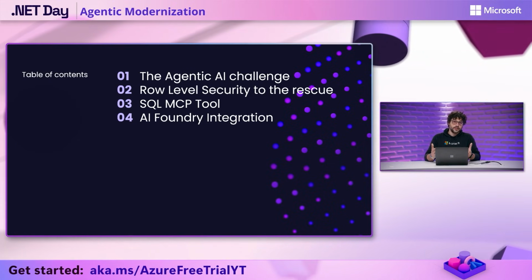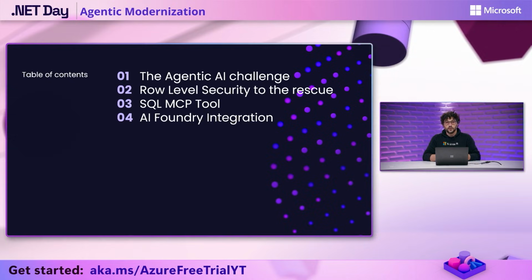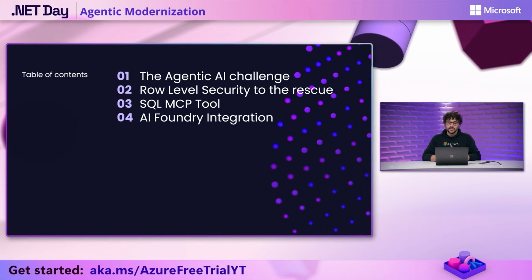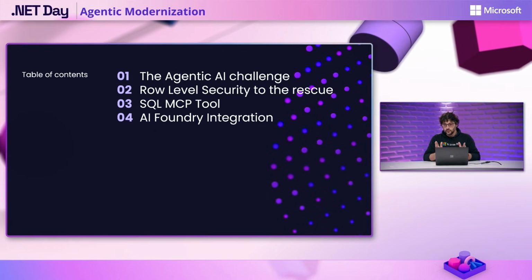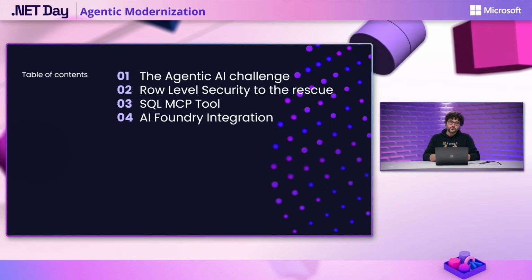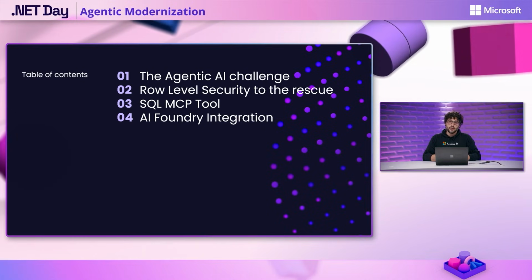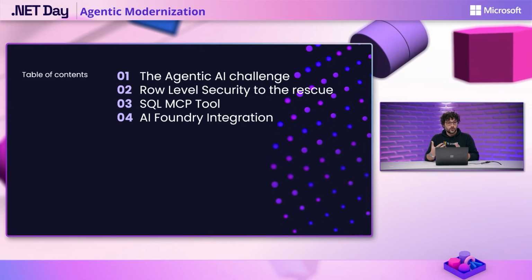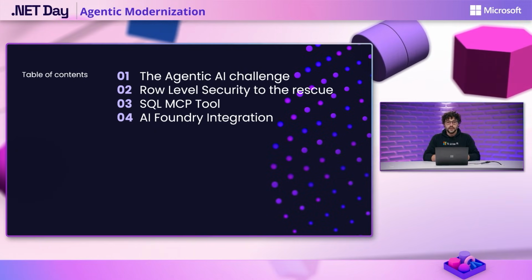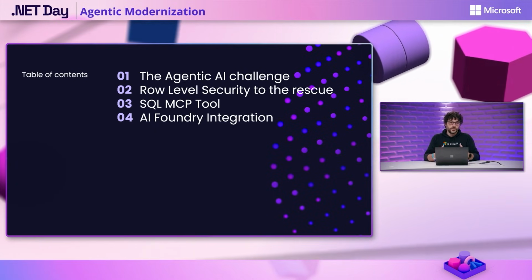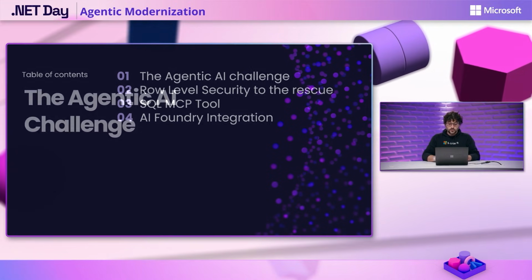So let's start with the agentic AI challenge. Then we'll go over row-level security to make sure that you can sleep at night in peace, being sure that your data is securely protected by Azure SQL and SQL Server, no matter what agents will be doing. And then we'll also discuss how you can use the newly announced SQL MCP server tool to make sure that your database can connect to AI Foundry, for example, so that you can build a very nice agentic application in a breeze.